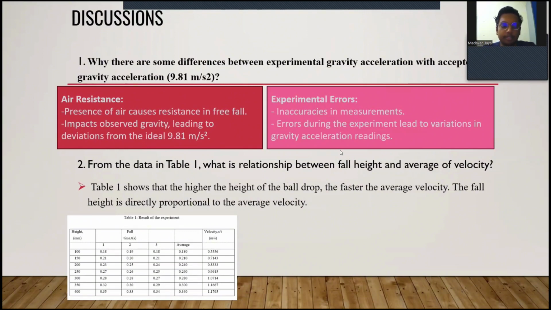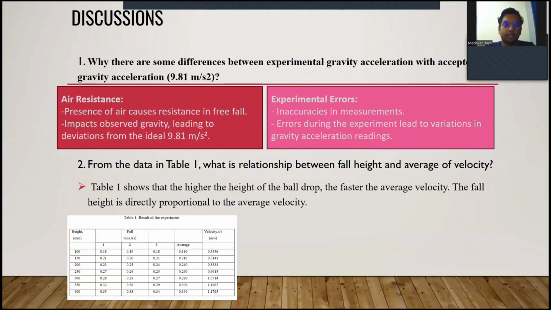A free fall experiment measuring gravity acceleration may differ from the accepted 9.81 meter per second due to air resistance, experimental errors, initial condition variation, local gravity differences, equipment calibration issues, and unaccounted external forces.